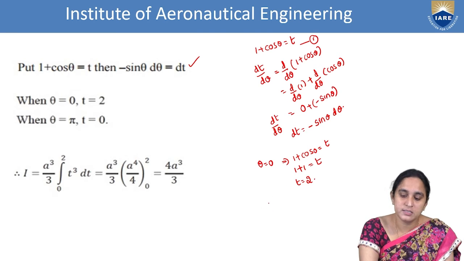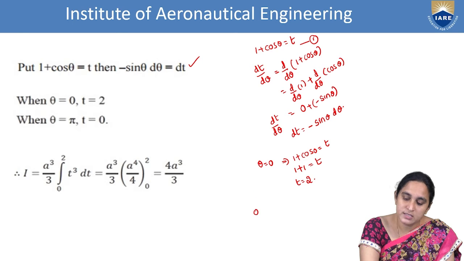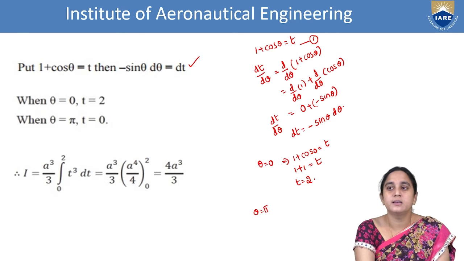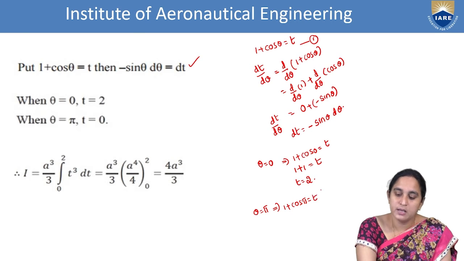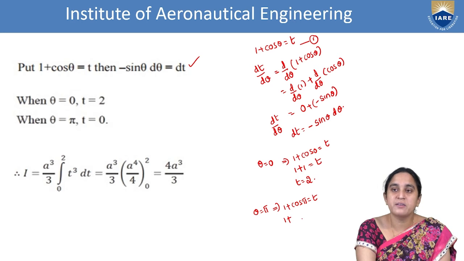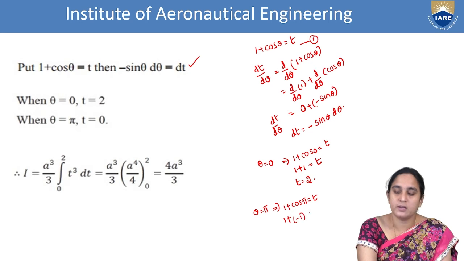Next, the other limit of theta: theta is equal to pi. Substitute in the first equation, 1 plus cos theta is equal to t. So 1 plus cos pi is equal to t. The value of cos pi is minus 1, so 1 minus 1 is equal to t. Therefore, t is equal to 0.